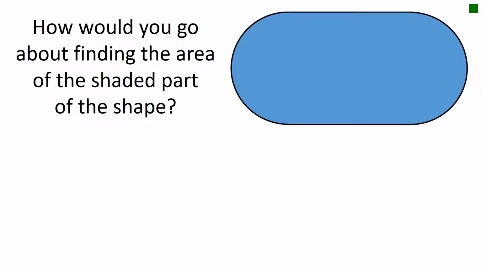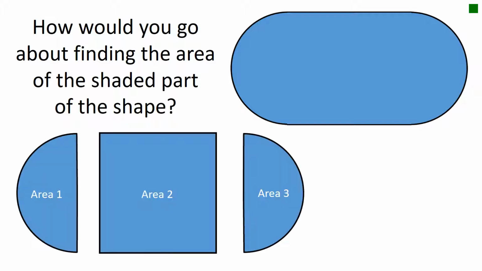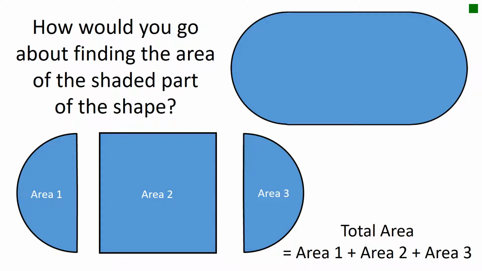How would you go about finding the area of the shaded part of this shape? This one you could split up into 3 shapes. 2 semicircles and a rectangle, and then you would add the 3 areas together to get the total.